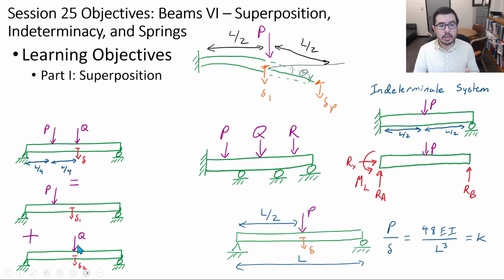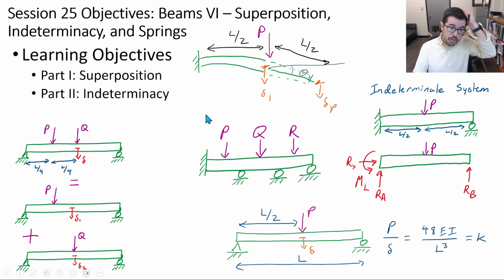apart into different subsystems that we can then solve and add or superpose together, as you see here and as you see here. In the next part, we'll discuss indeterminacy. So indeterminacy is when you have more reaction supports, as you see here, than would be necessary to solve the problem. So you actually end up with extra unknowns and not enough equations just through equilibrium to be able to figure out what the supporting forces or loads or reactions, whether they be moments or forces, might be in the system.